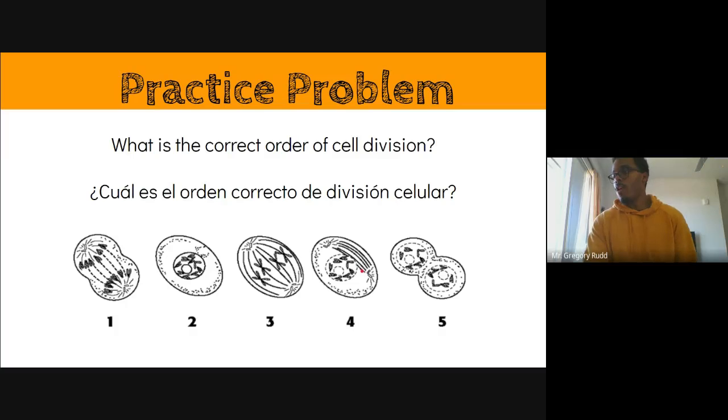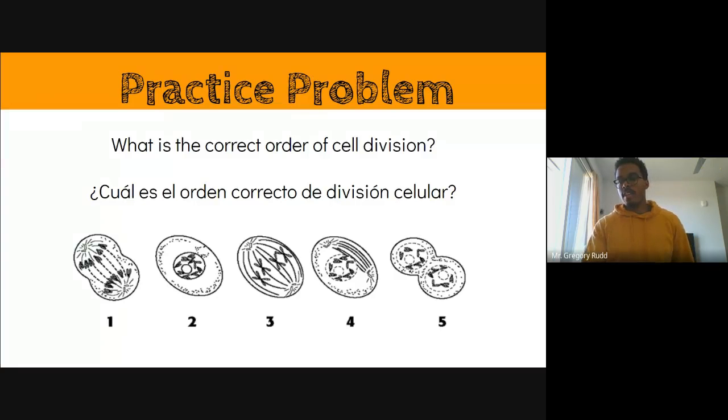Excellent. Number 4, we can tell because the nuclear membrane is starting to disappear. It's a dotted or a dashed line. We can see that the centrioles have now appeared and the spindle fibers are starting to form as well. What about after that? Good, Josue. Good, Carolyn. Number 3, metaphase, because the chromosomes are literally lined up in the middle of the cell. That one's pretty easy to see. What about after that?